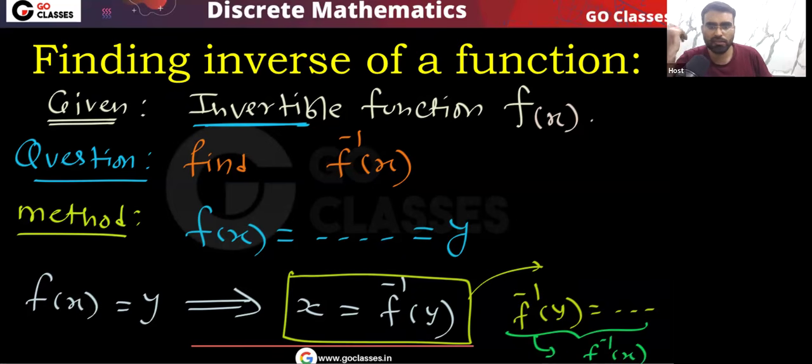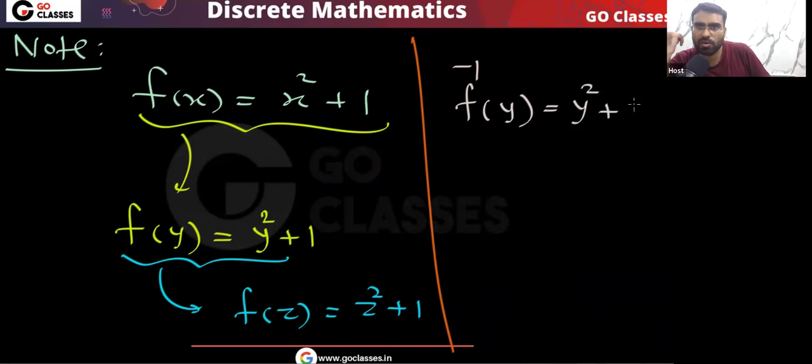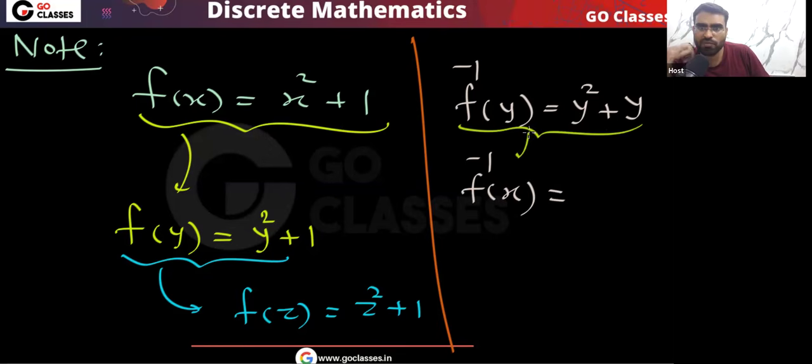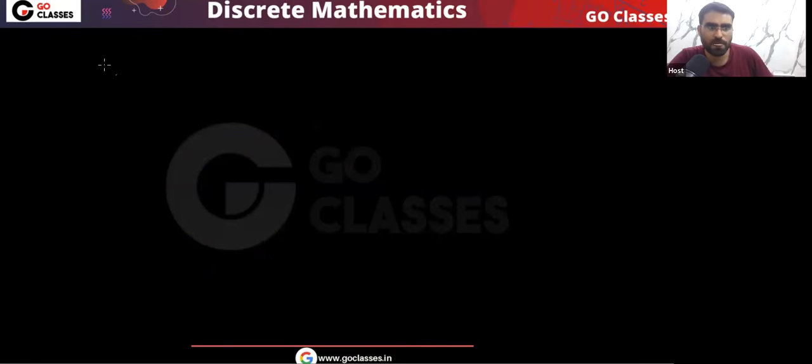For example, once you have f inverse, notice: if your f inverse of y is y square plus y, now tell me, what will be f inverse of x? That will be x square plus x. Yes or no? Agree? Is this clear? So this is what I'm telling you, the method is actually very simple. The given function, remember, is f(x). And what do we have to find?